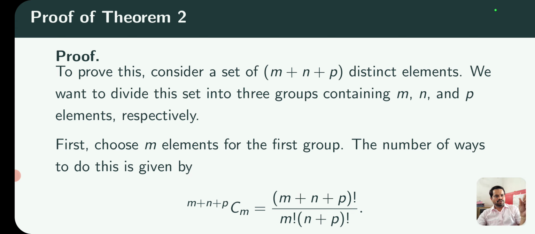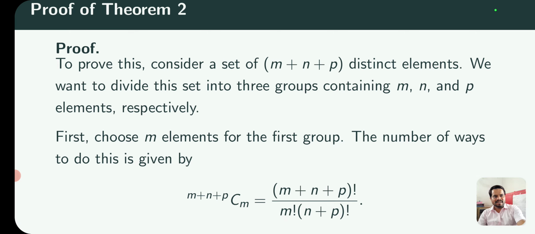You can choose the first group of m elements, and that's why we can write it as a combination and apply the definition, which equals (m plus n plus p) factorial divided by m factorial times (n plus p) factorial. In this way, you have already chosen the m group, m elements. After that you can take the partition of the remaining elements, and that is n plus p.